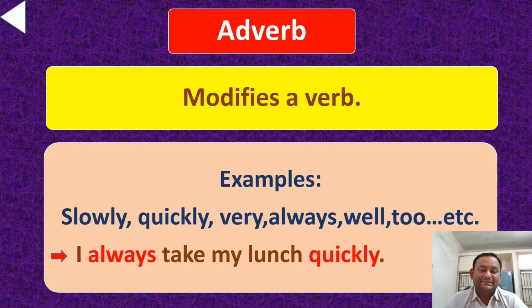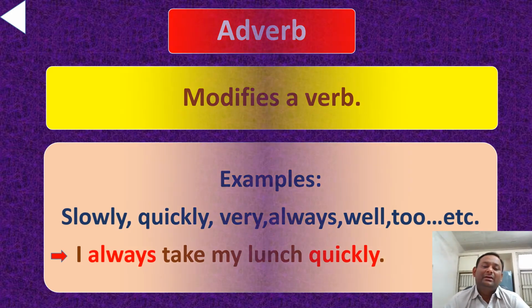Here is one sentence: I always take my lunch quickly. Look, how do I take my lunch? I take my lunch quickly. So the words quickly and always add to the verb. These words are called adverbs.